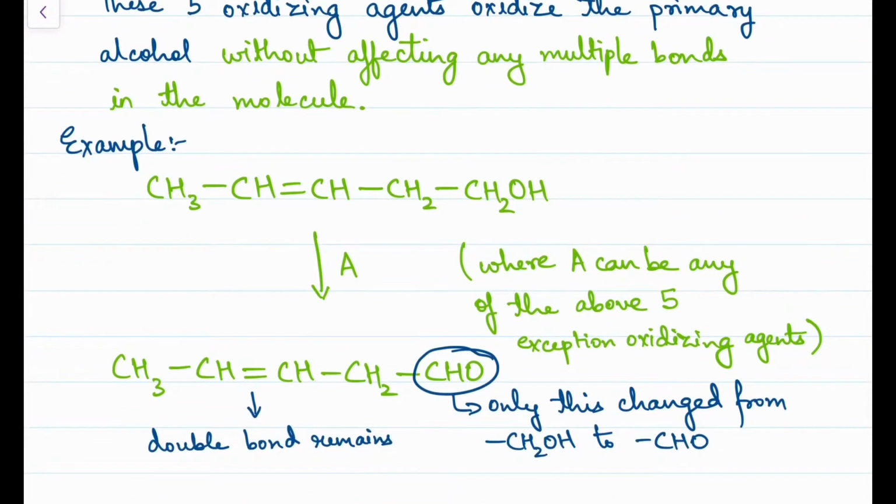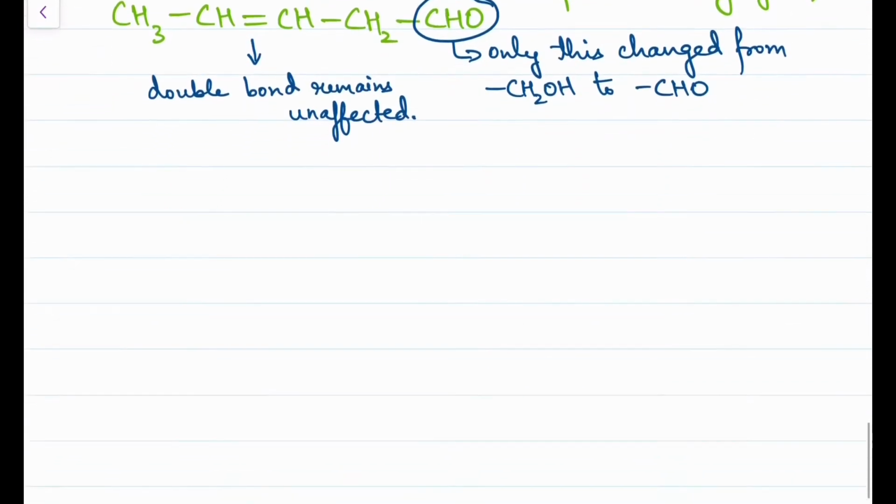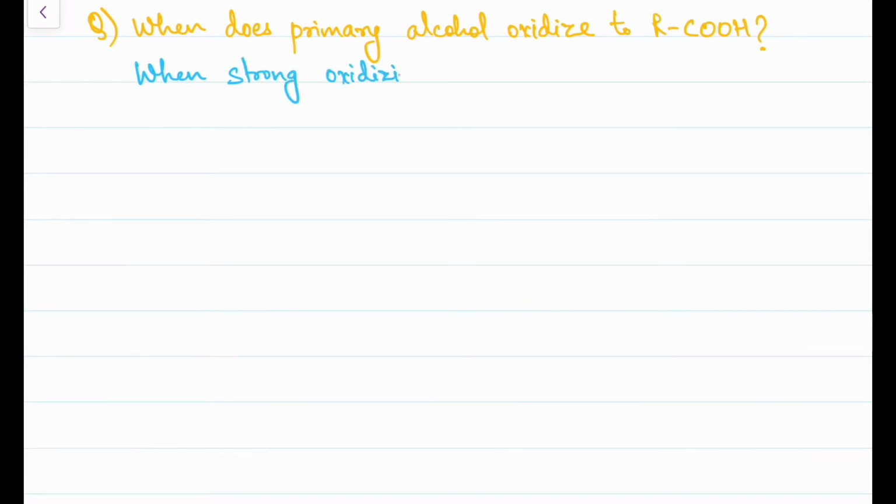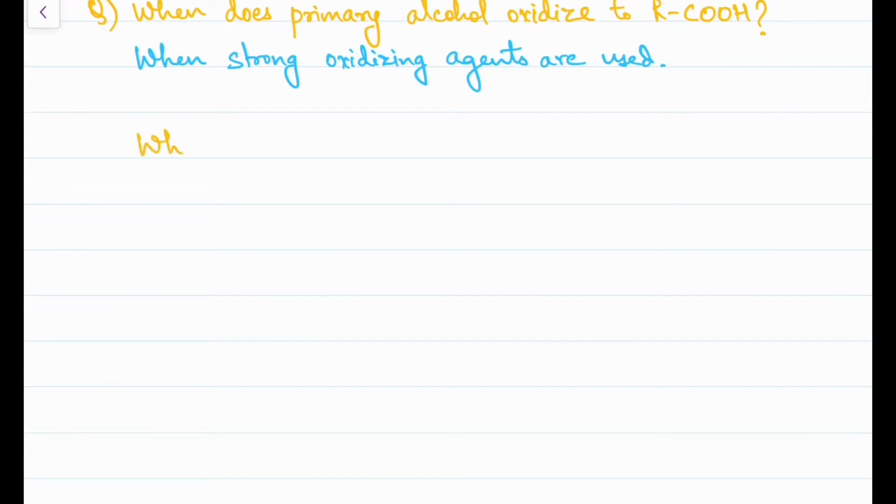Now we've studied when primary alcohol forms an aldehyde. So the next obvious question is, when does primary alcohol oxidize to an acid? First, primary alcohol forms an aldehyde and then it further oxidizes to an acid. So only a strong oxidizing agent will be able to oxidize a primary alcohol to the level of an acid. So the answer is very simple, in the presence of strong oxidizing agents.